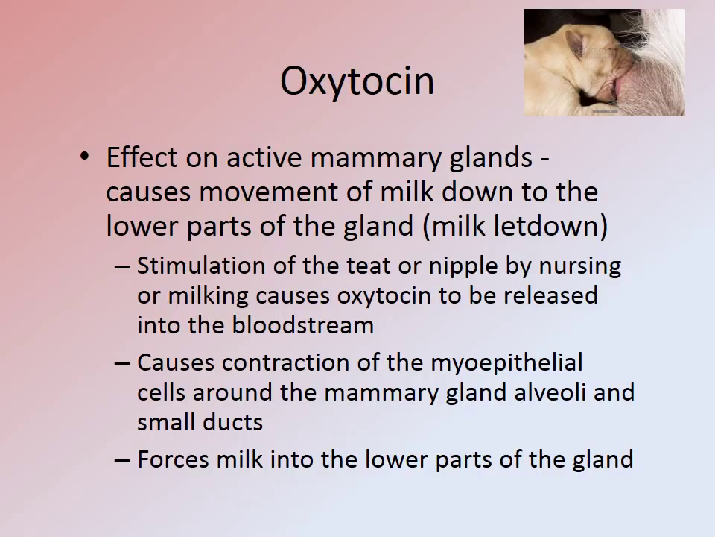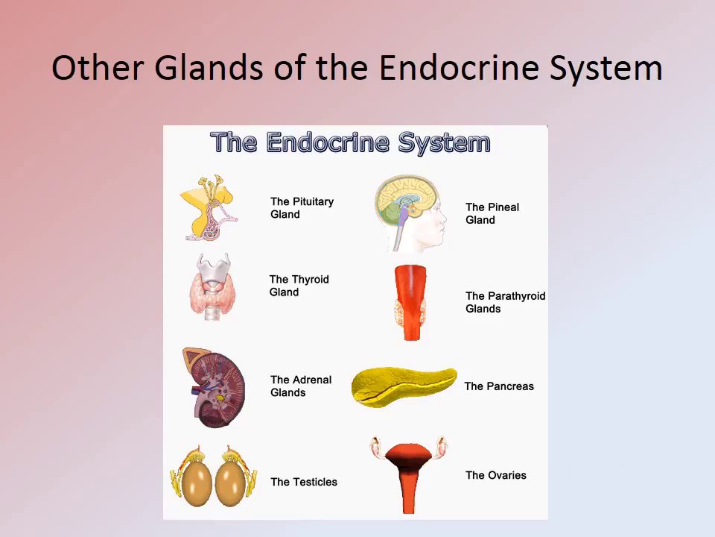So it has effects on active mammary glands as well. It causes the movement of milk down to the lower parts of the gland. So it helps with milk letdown. Stimulation of the teat or nipple by nursing or milking causes oxytocin to be released into the bloodstream, as well as the prolactin. Remember, we talked about that. It causes contractions of the myoepithelial cells around the mammary gland alveoli and the small ducts, and then it forces the milk down into the lower parts of the gland so that it can be taken by the pup.